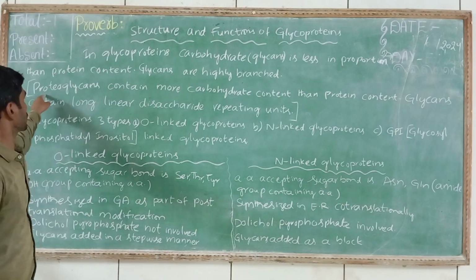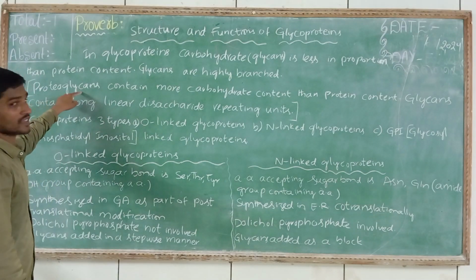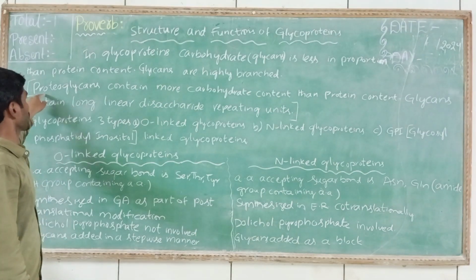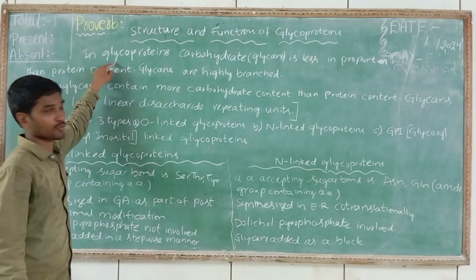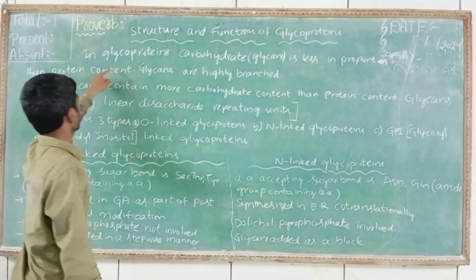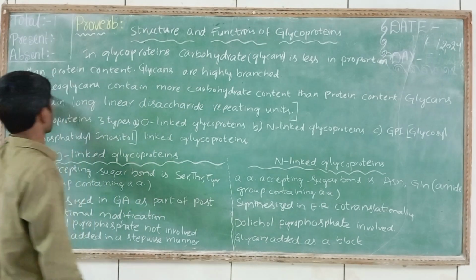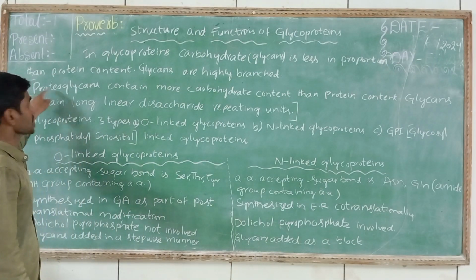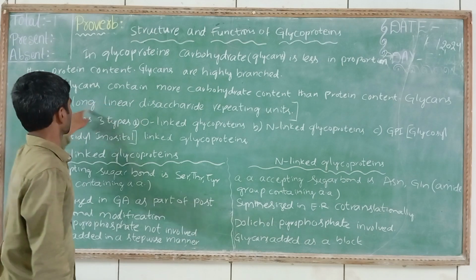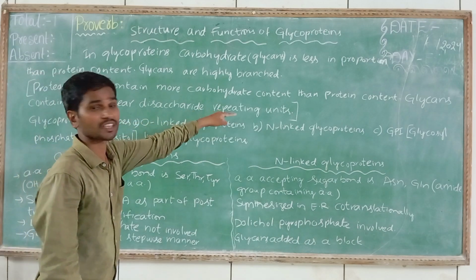Proteoglycans generally contain more carbohydrate and less protein. But in the case of glycoproteins, we see less carbohydrate and more protein, and the glycans are highly branched. In the case of proteoglycans, there is less protein and more carbohydrate content, and the glycan chains are long, linear, disaccharide repeating units.